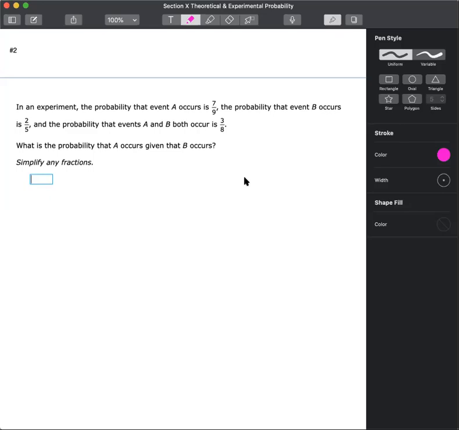All right, so hopefully you had a chance to try it. So this one is going to be, your numerator is going to be 3/8. So I'm going to write this out. 3/8 is going to be on the top, and then 2/5 is the probability of event B, right? And we're looking for the probability A occurs given that B occurs. Okay, so 3/8 over 2/5. Let me clean this up a little bit.